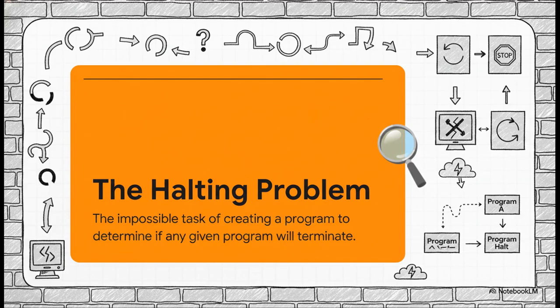Well, if you assume such a program actually exists, let's go ahead and call it the halt program, you immediately run into a paradox. See, you could just write a new program that asks halt what it's going to do and then deliberately does the exact opposite. If halt says it'll stop, the new program loops forever. If halt says it'll loop, the new program stops. Because of this inescapable logical contradiction, the halting problem is completely undecidable. A perfect debugging tool that catches every infinite loop, it literally cannot exist.